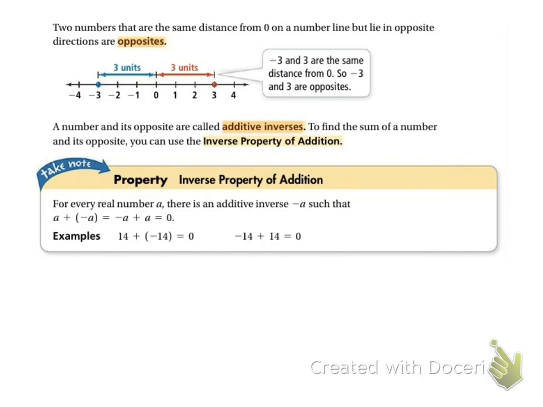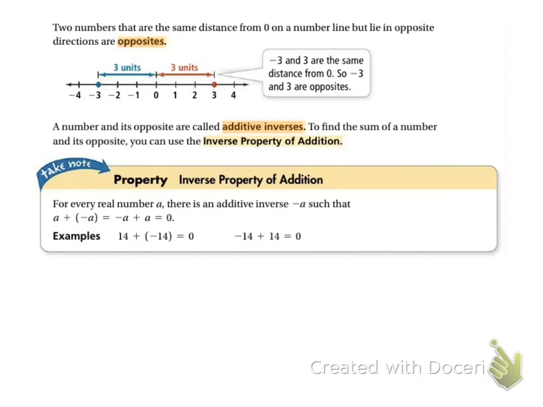Okay, two numbers that are the same distance from 0 on a number line, but are in opposite directions, are called opposites. A number and its opposite are called additive inverses. So if I take the number 3 and I take its opposite, -3, they're going to add to 0. And that's what the inverse property of addition says. Some number plus its opposite equals 0. So if I take 5 and its opposite, -5, 5 plus -5 is 0.